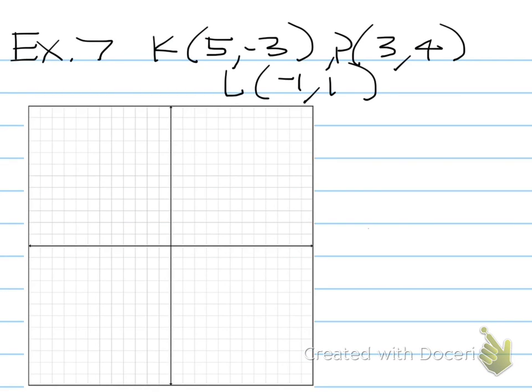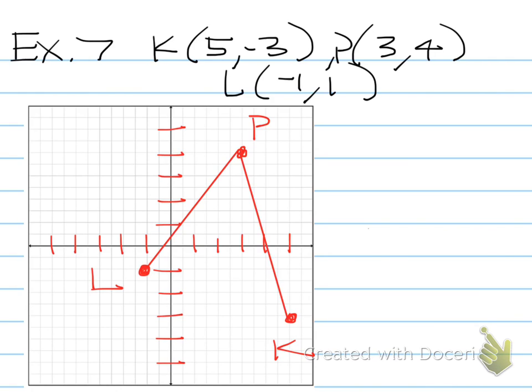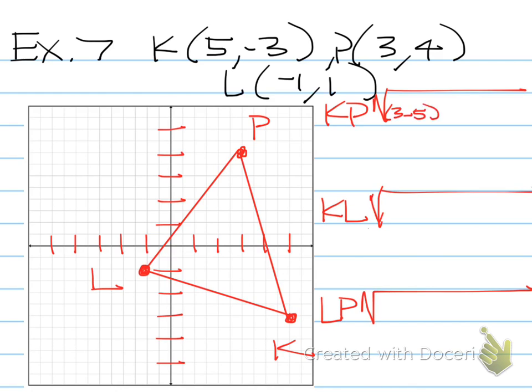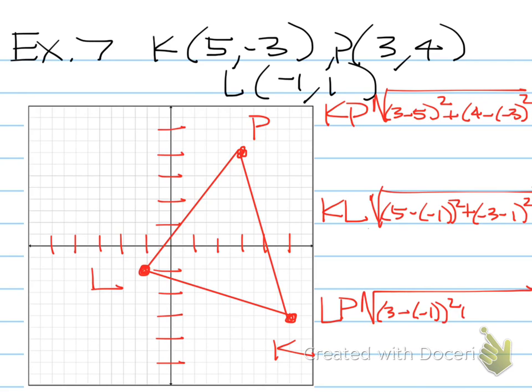Same process for this example, just a different set of coordinates. So first thing we want to do is graph all three coordinates to identify what the triangle is going to look like. This is clearly an acute triangle. All three of those angles are acute. And then again, we're going to use the distance formula to determine the length of each of the three sides of the triangle.